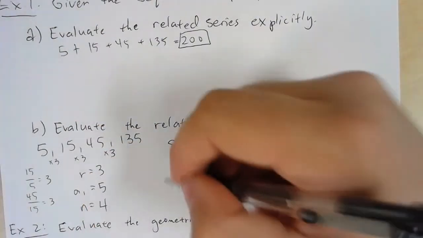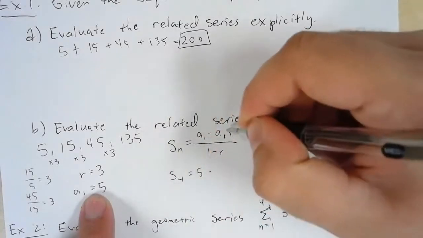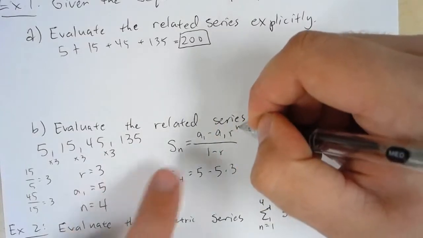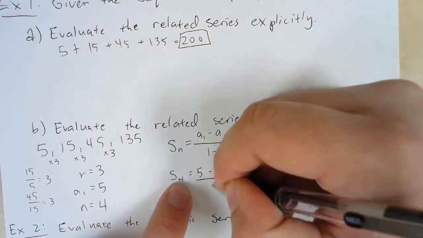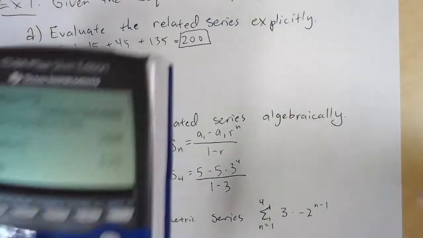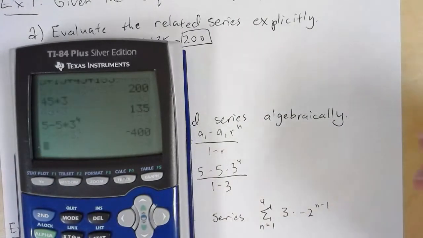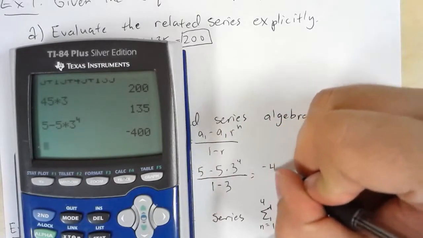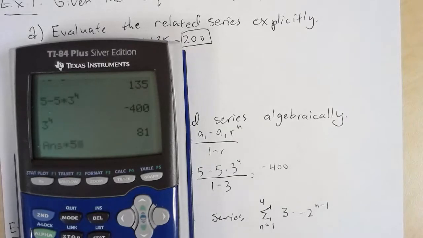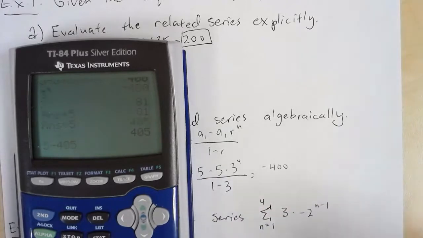So n equals 4. So we're finding s sub 4 equals a sub 1, which is 5, minus 5 times our common ratio of 3 to the n power, we know n is 4, all over 1 minus r, and r is 3. So I'm just going to type the top in my calculator carefully. So 5 minus 5 times 3 to the 4th. And I'm going to get negative 400. So let's see, 3 to the 4th times 5. So we're saying 5 minus 405. Yeah, it does give me negative 400.